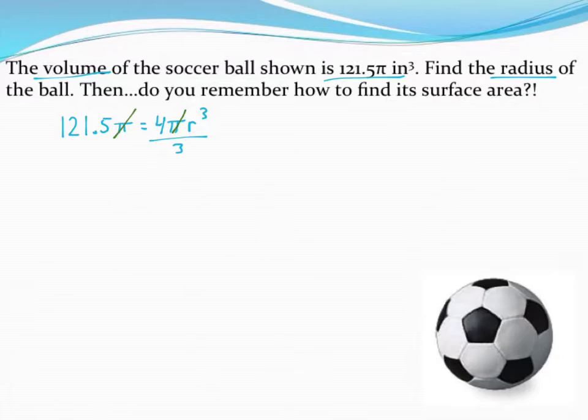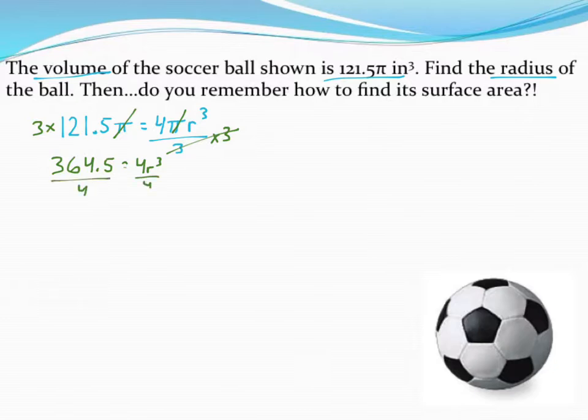Let's go ahead and do it this way. Here's what I'd recommend. Let's get rid of that divide by 3 next. The opposite of dividing by 3 would be to multiply both sides by 3. So I'm going to do that. And I get an answer of 364.5. And then I still have 4r cubed on the other side. So my next step, let's divide by 4.